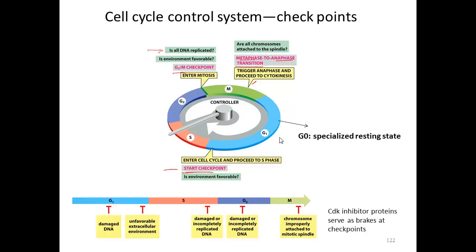The other point to mention is that there is a specialized resting state called G0, which we sort of view as a parking lot on the side of the cell cycle where cells can hang out. They can be metabolically active, but they're not actively cycling. Before they continue cell division, they will go back into the G1 phase and then re-enter the cell cycle.